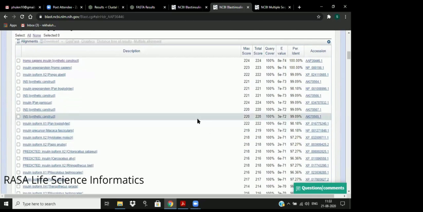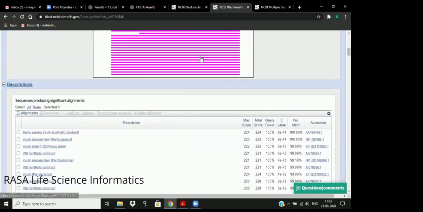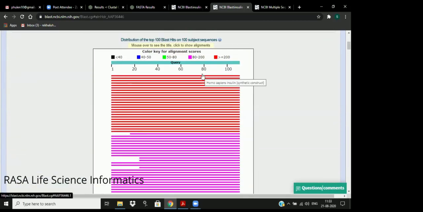Ma'am, this red line is not like for us. What does it mean, ma'am? The first red line, because that is the query line only. They have aligned the query with the query, because your query is not novel, right? It was there in the database, so they have aligned it with the query only.